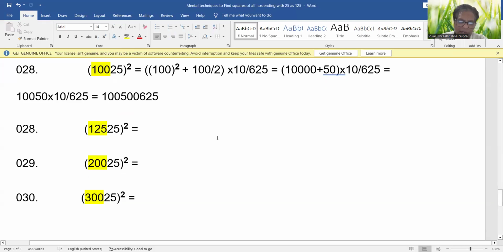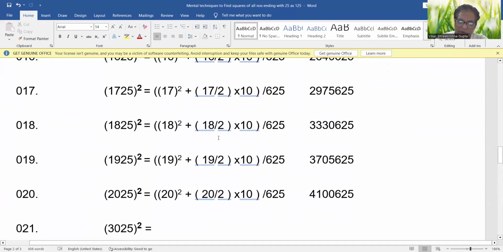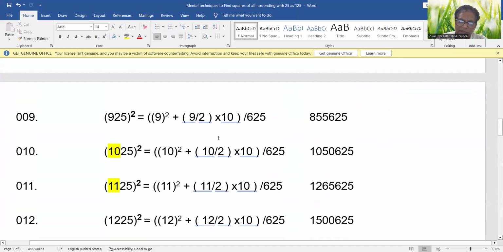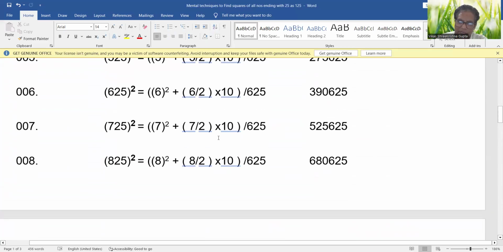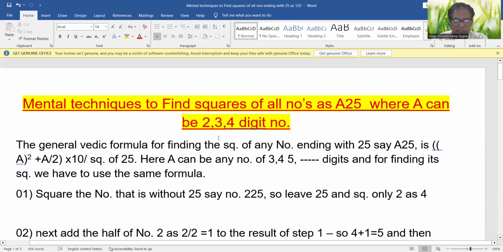So it is a very simple and very fast technique, and you can find the squares of 3-digit, 4-digit, 5-digit, even bigger numbers by using this technique. The technique is very simple: squaring, dividing by 2, adding, multiplying by 10, and followed by 625. So I hope you have understood this technique.